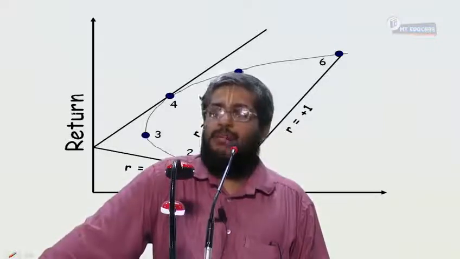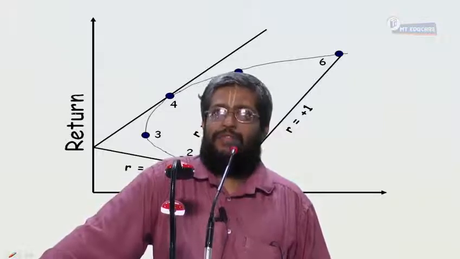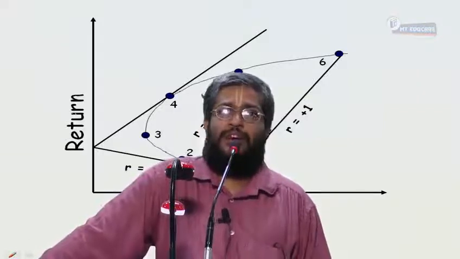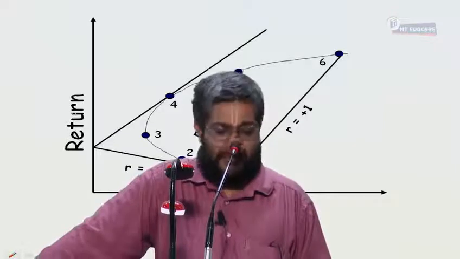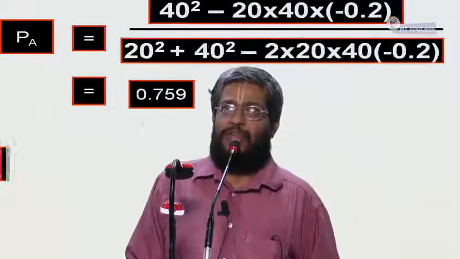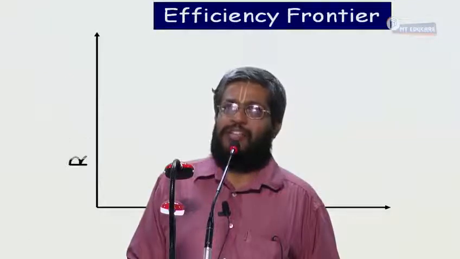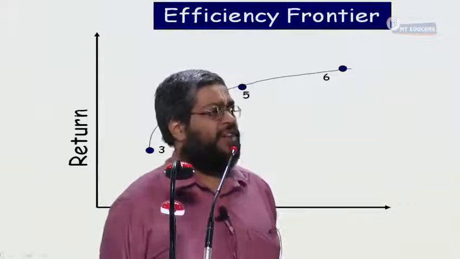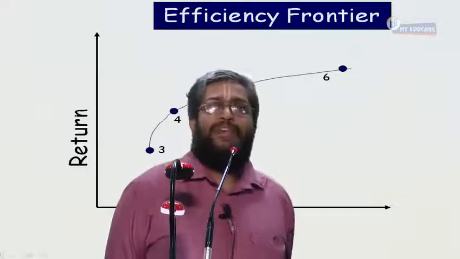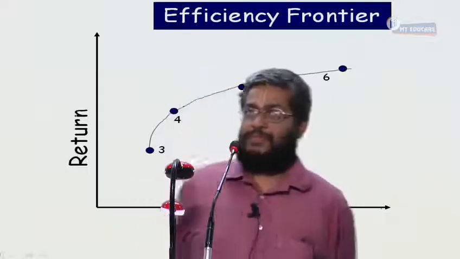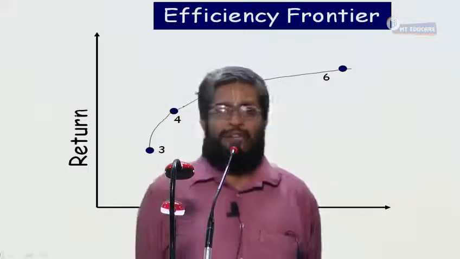Point number 5. The curve consisting of all securities which are efficient is called what? Efficiency frontier.